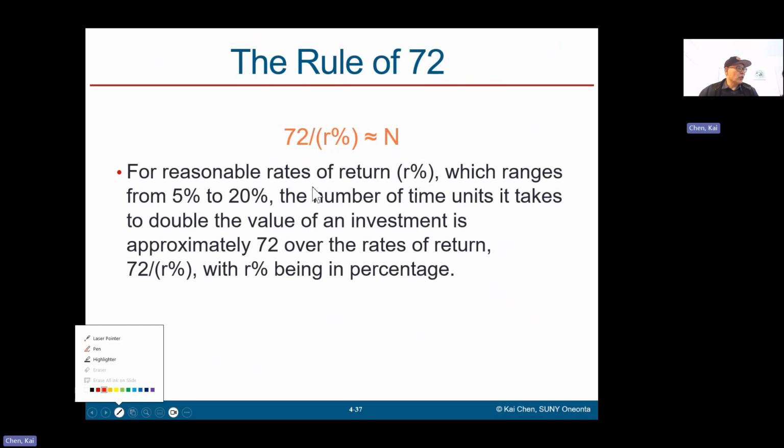For a reasonable rate of return, which ranges from 5% to 20%, that means the returns in this range between 5% to 20%, then the number of time units it takes to double the value of an investment is approximately 72 over the rate of return, with the R being in percentage.